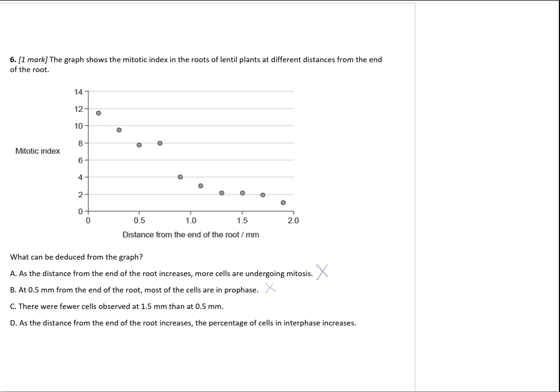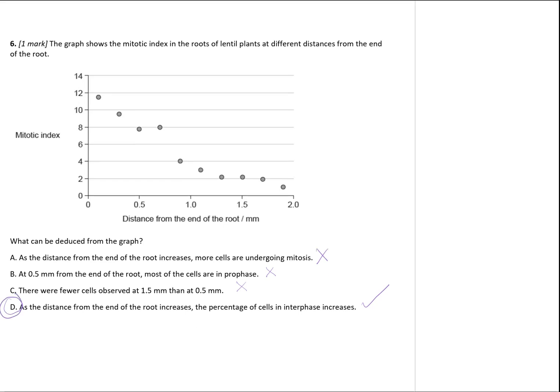There are fewer cells observed at 1.5 millimeters than 0.5 millimeters. No idea, can't tell that. As the distance from the end of the root increases, the percentage of cells in interphase increases. Yes, because as the percentage in interphase increases, that means that the percentage doing mitosis decreases, which is what we have just said. So that is D.